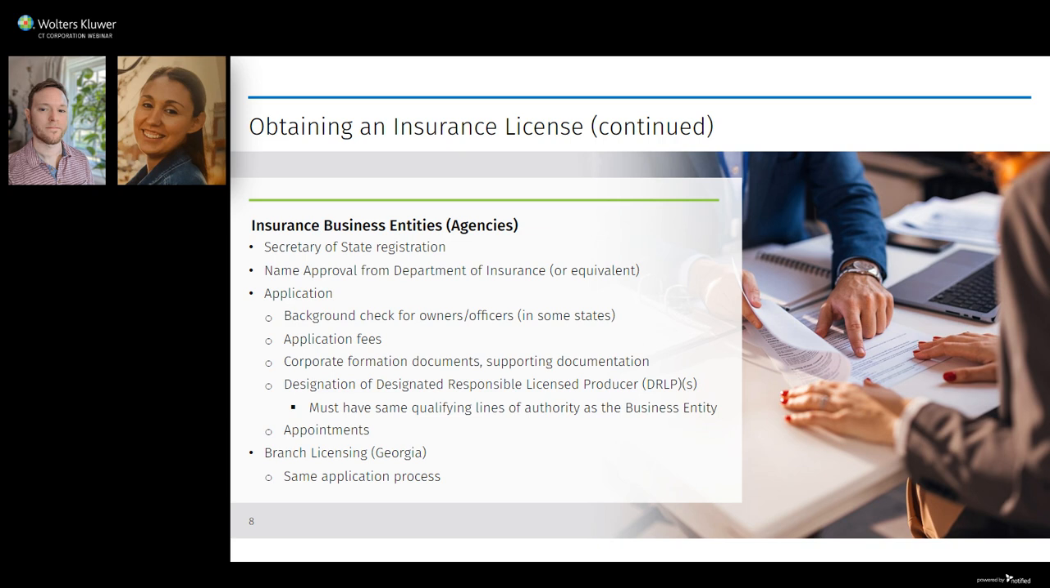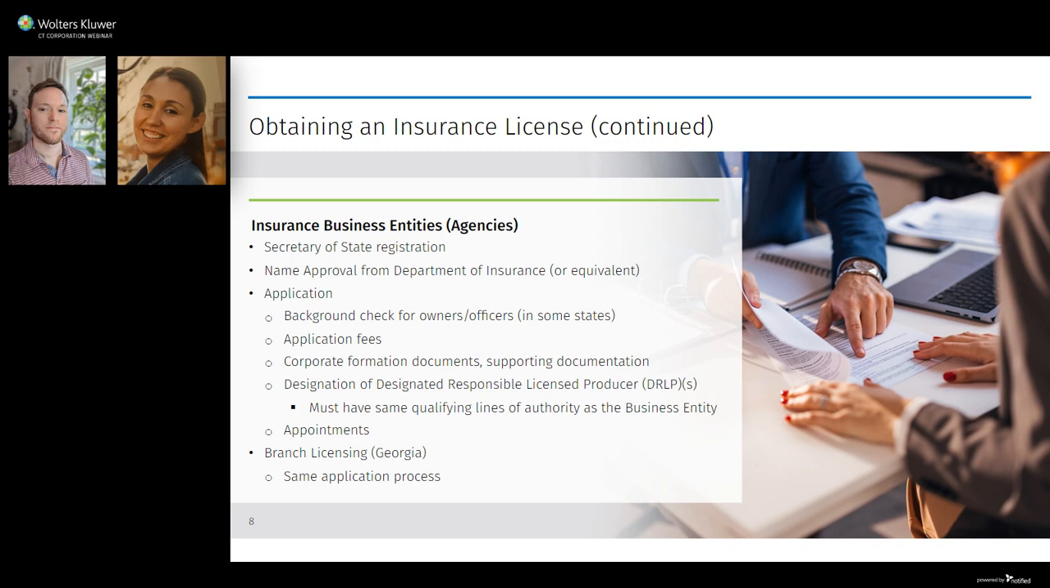So there's this whole back and forth. You've got to jump through a few hoops, but eventually you'll get there. The application process may include a background check on any owners or officers, a fee, or corporate formation documents. Again, these requirements vary by state and license type. Along with an agency license, a DRLP must be tied with it on an application. DRLP stands for Designated Responsible Licensed Producer.